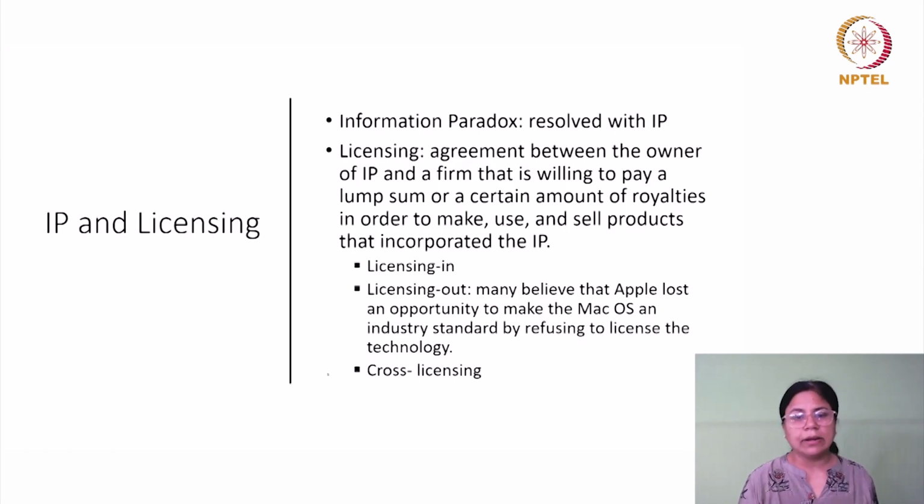So one is, again, the information paradox, which we already highlighted through the asymmetry of information. Because of the IP, it gets resolved. That means it is easier now for each party to come forward and discuss. Moreover, once the patent has been granted, anybody can go to the individual patent office website, look at the details of that patent, and be very sure about what this particular document is talking about.